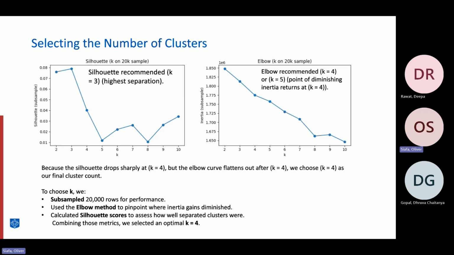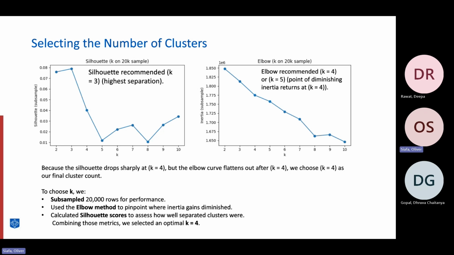Now, if we look at this plot you see on the screen here, the silhouette plot actually recommended a K of 3, indicating the highest separation among clusters. On the other hand, the elbow method suggested K could be 4 or even 5, with the point of diminishing returns or inertia clearly visible at K equals 4.